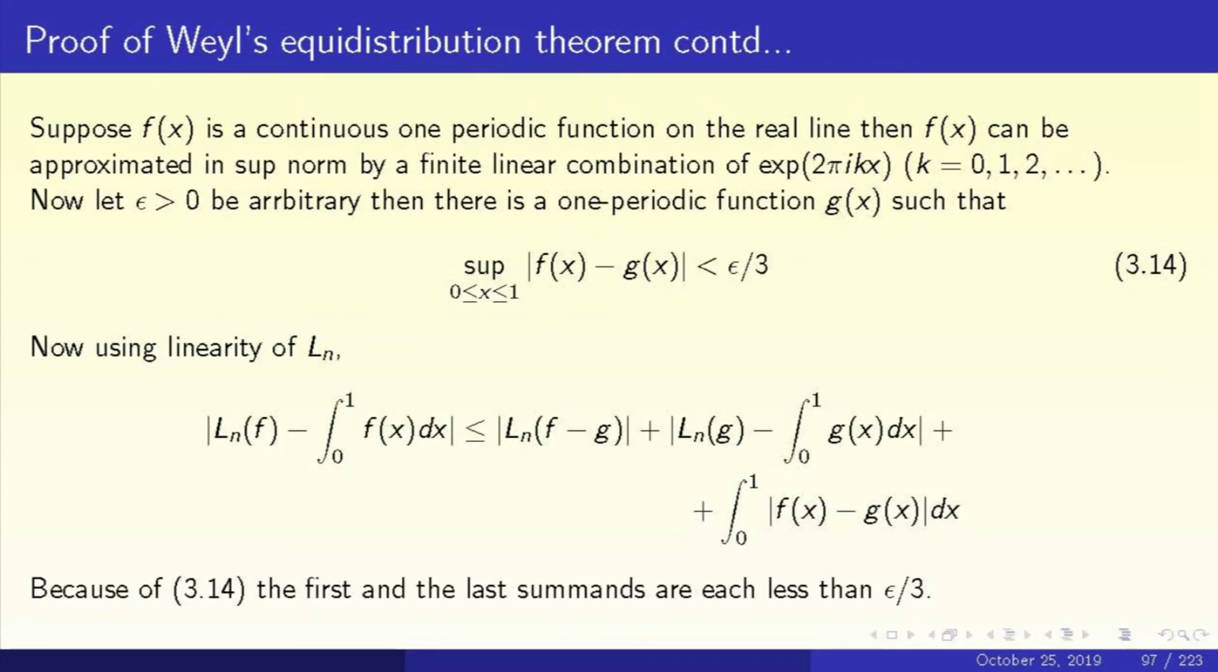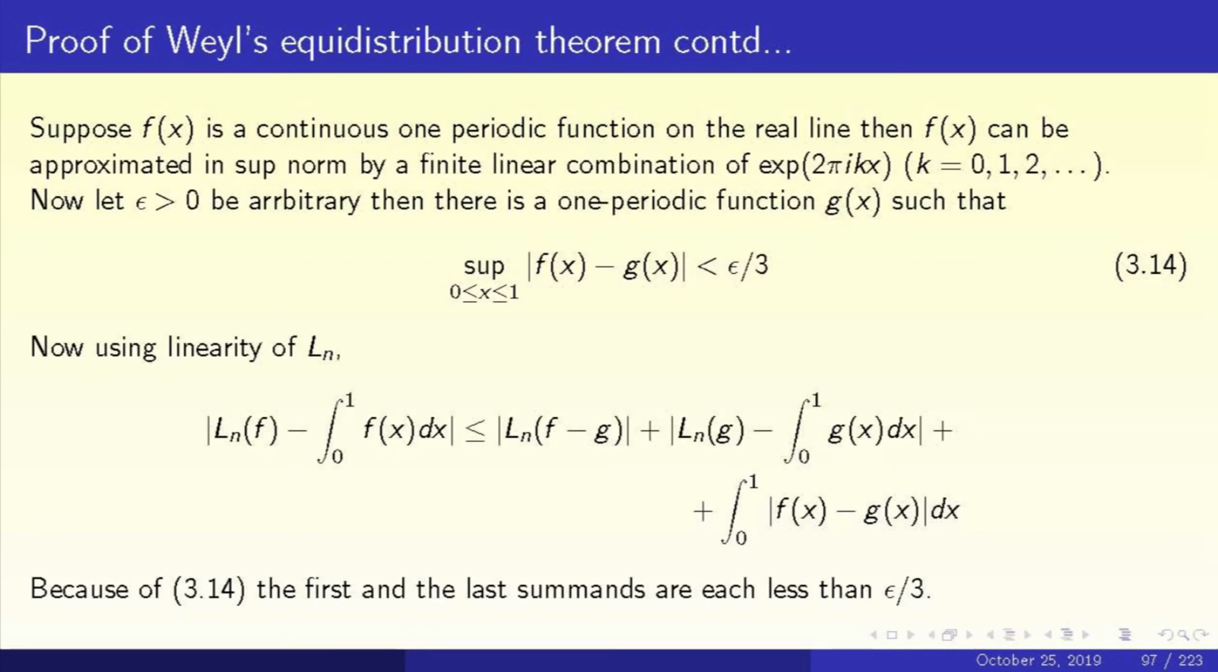Instead of looking at sin nx and cos nx, we are looking at sin 2 pi nx and cos 2 pi nx. So instead of trigonometric polynomials approximating 2 pi periodic functions, we are looking at linear combinations of e to the 2 pi i kx for k equal to 0, 1, 2, 3, etc., approximating 1 periodic continuous functions. The same thing goes, just the variable x has been rescaled, that's all. So the above approximation theorem can be reformulated as follows. Suppose f of x is a continuous 1 periodic function on the real line, then f x can be approximated in sup norm by a finite linear combination of e to the power 2 pi i kx, where k runs from 0, 1, 2, 3, etc.